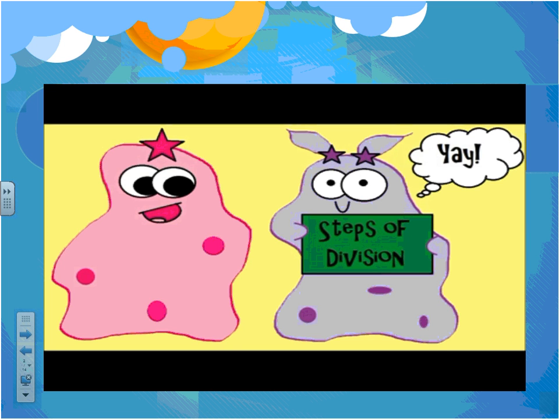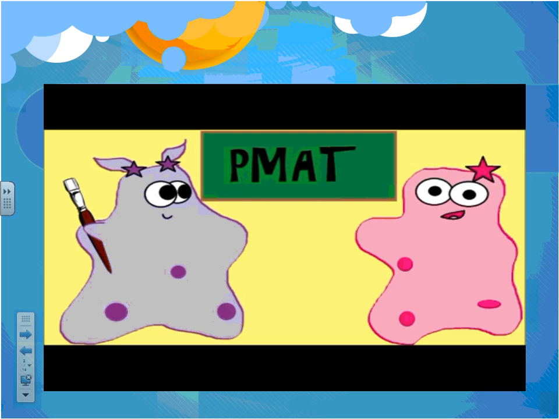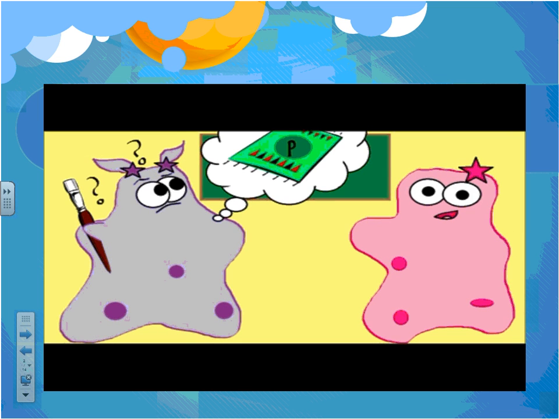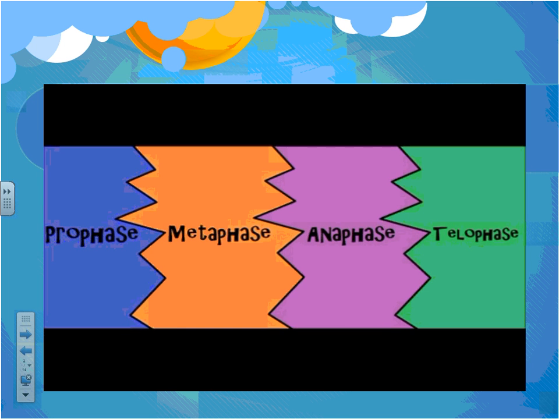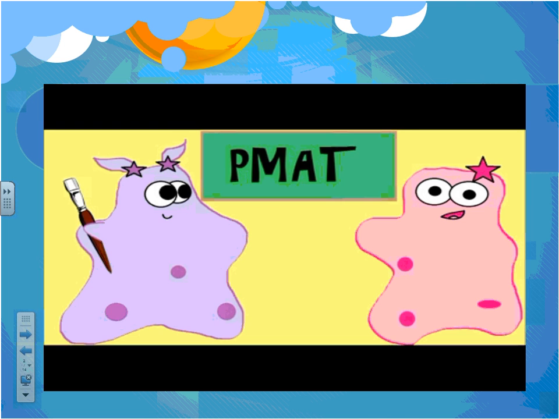So let's get right into the mitosis stages. I like to tell students to remember PMAT. It's a little acronym that helps you remember: the P is for prophase, the M is for metaphase, the A is for anaphase, and the T is for telophase. So remember PMAT. That's the stages in order.